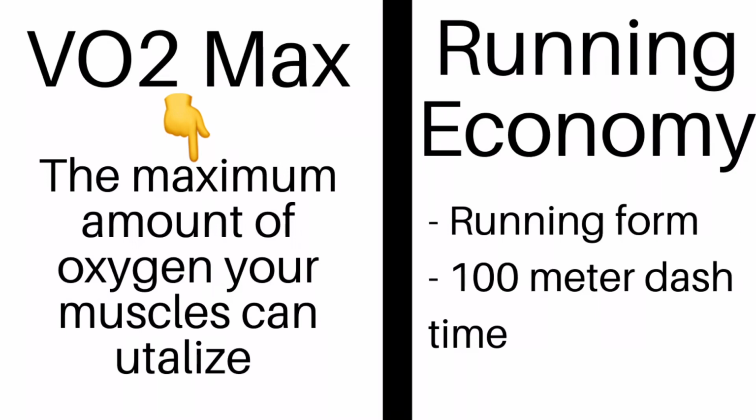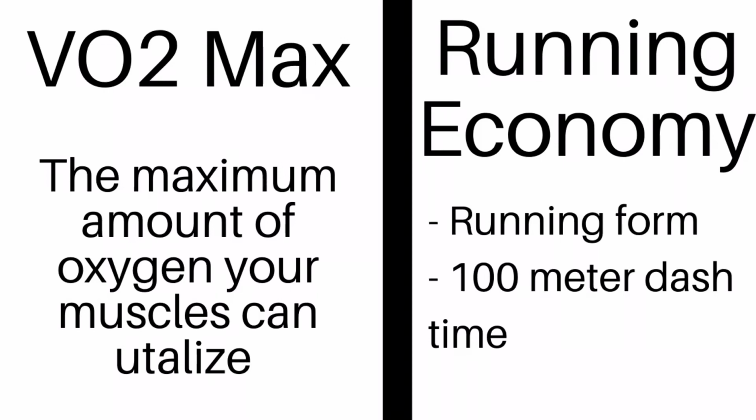And the best way to improve this number is by running intervals where you go 3 minutes on and 3 minutes off and repeat that 4 times, and do that at your 12-minute race pace. I'll explain more details about that later in the video.